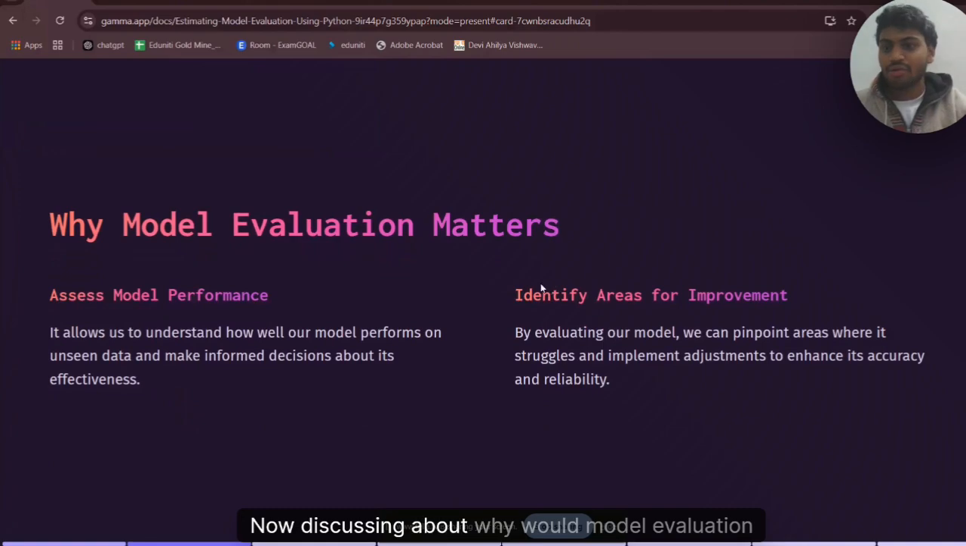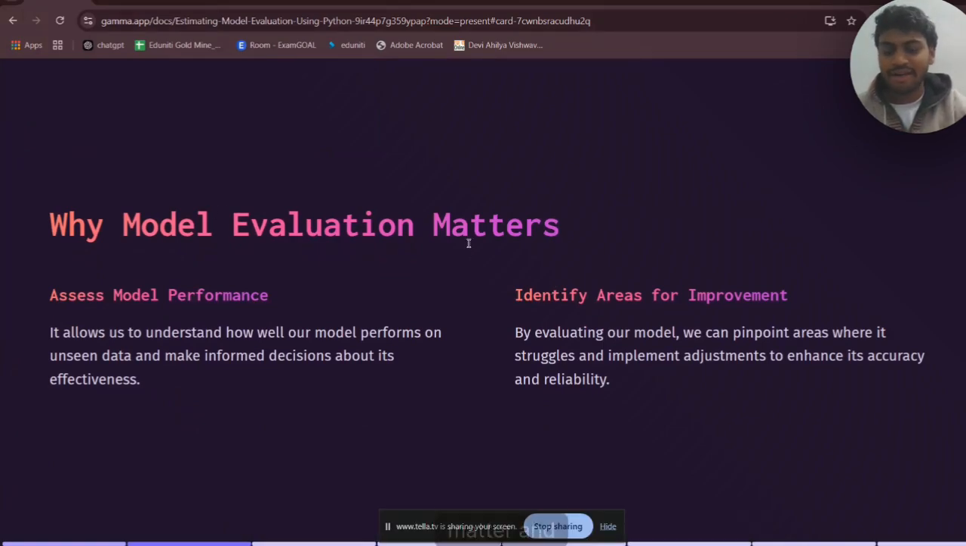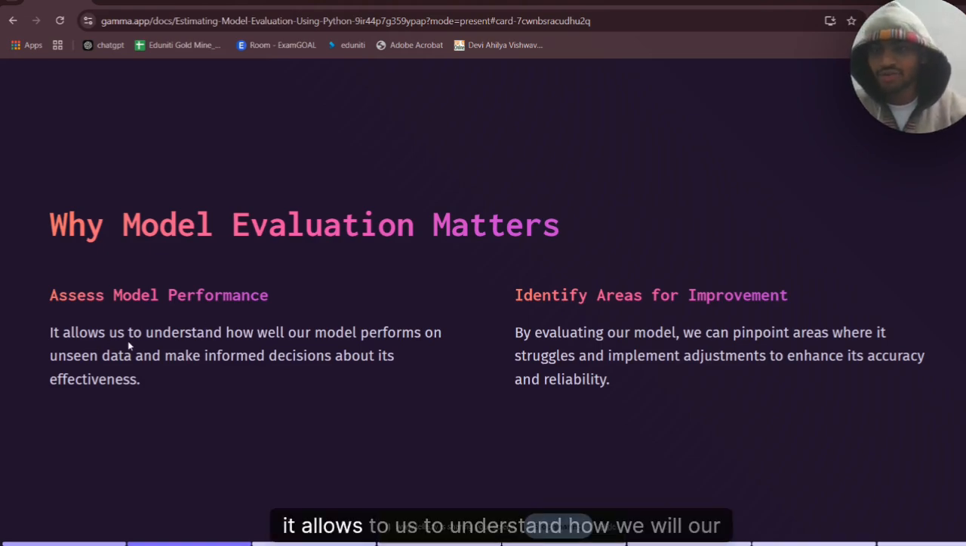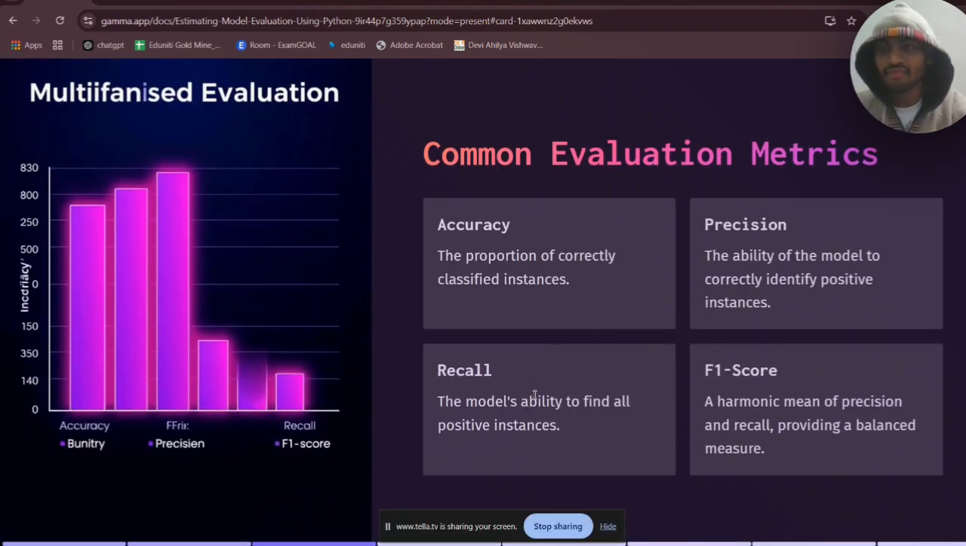Now, discussing why model evaluation matters, and some depth of the model. Assess model performance: it allows us to understand how well our model performs on unseen data and make informed decisions about its efficiency. Identify areas for improvement: by evaluating our models, we can pinpoint areas where it struggles and implement adjustments to enhance its accuracy and reliability.